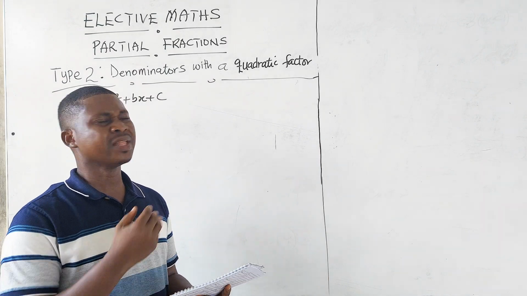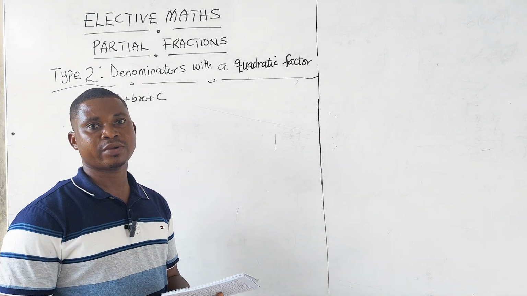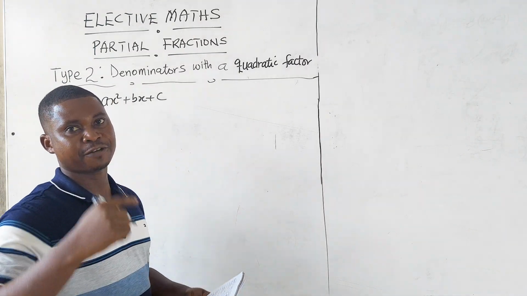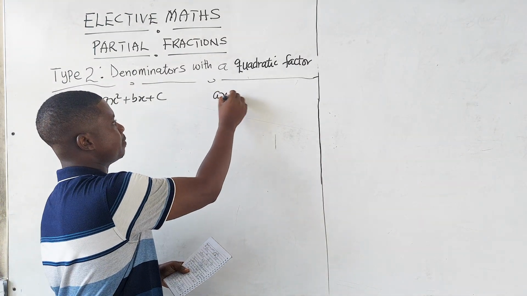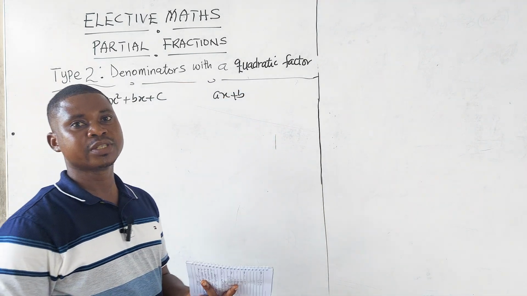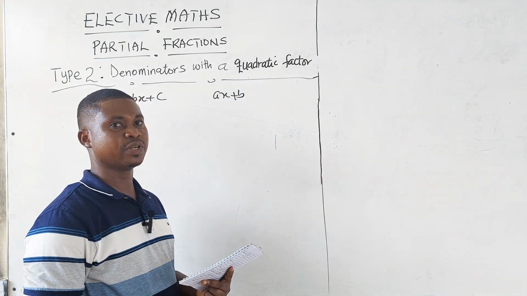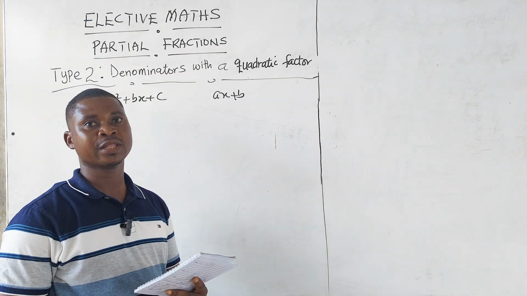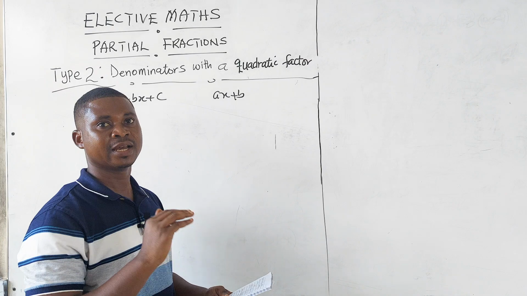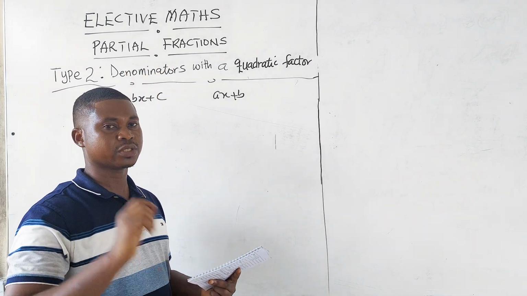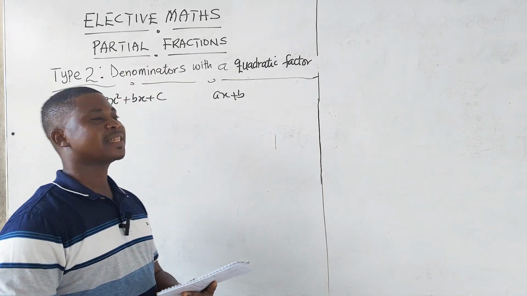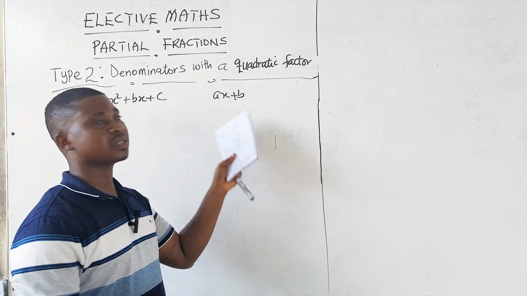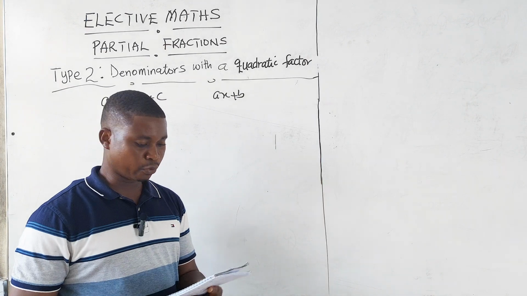When the denominator is a quadratic factor, it means that the numerator, you are going to use a linear factor, which is ax plus b. The numerator will be in the form of ax plus b, which is linear. Don't forget that in the previous one, that's type 1, when the denominator is linear, the numerator is constant. So with this, when the denominator is quadratic, the numerator becomes linear. So let's get an example here and see.